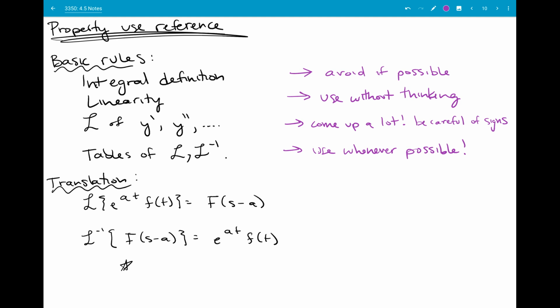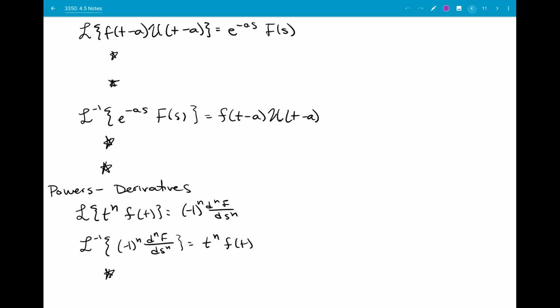And hopefully you're starting to get a memory of the types of functions that do show up in your table. So when you see s over s squared plus 4, you know to go check the cosine thing and figure out the format that you're supposed to be using. So those basic rules, for the most part, either we don't use them anymore or they should be pretty reflexive. The real trickiness comes from all the different rules we learned after that.